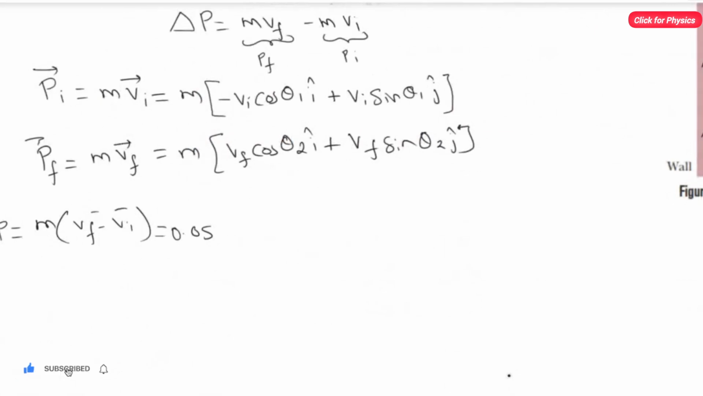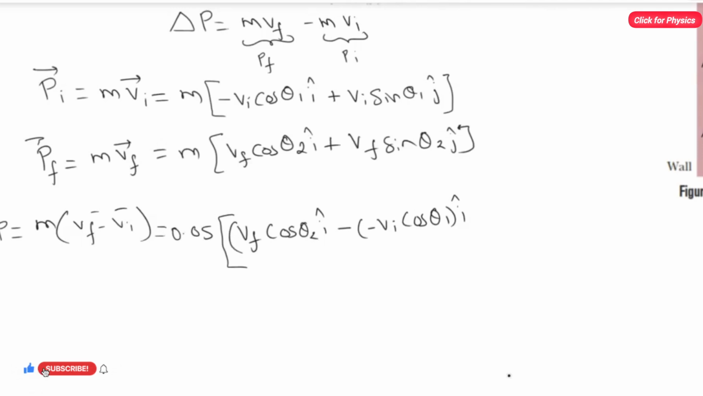And then we have to substitute the value here, v final. How can we substitute? v final cosine of theta 2 i cap minus, because we have to consider the final velocity with the initial. So x component separate, y component separate. So I am going to separate the x component: v final cosine of theta 2 i cap minus minus v initial cosine of theta 1 i cap. Clear? All these are i cap. Then let's consider the j cap: v final sine of theta 2 j cap minus v initial sine theta 1 j cap.